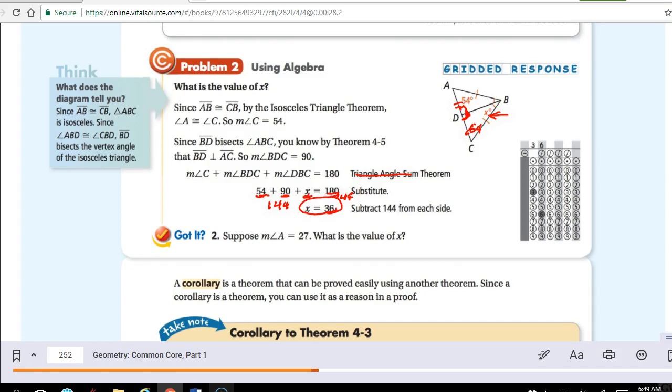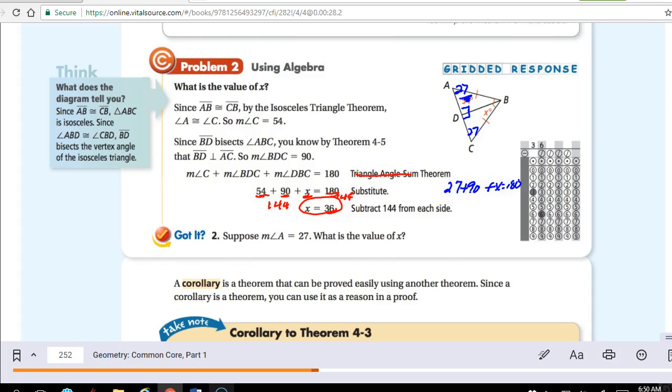All right, so let's look at the got it real quick. Suppose the measure of angle A was 27, so I'm going to erase this. We still know that there's a 90-degree angle there, and we're saying if angle A, I'm going to mark out the 54 and put 27. If that's 27, then that would also be 27. So it's going to look like the same thing, except it's going to say 27 plus 90 plus x equals 180.